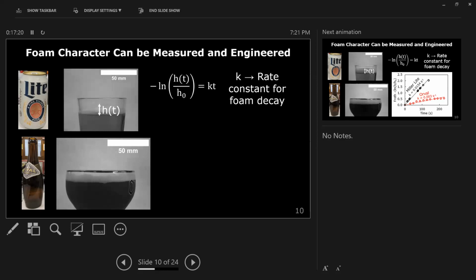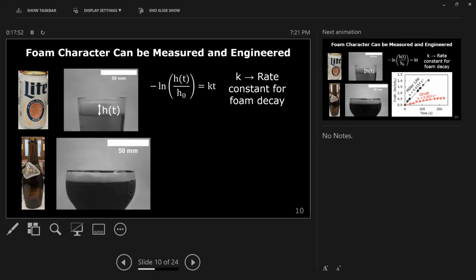Oh, okay, thank you. Is rate constant the jargon, or is exponential the jargon? That's fair. Okay, so H(t) is the height of the foam as a function of time. If I were to measure the height of the foam at many points in time, I would get H of t. H naught, H0, is the initial height of the foam. K is the rate constant.